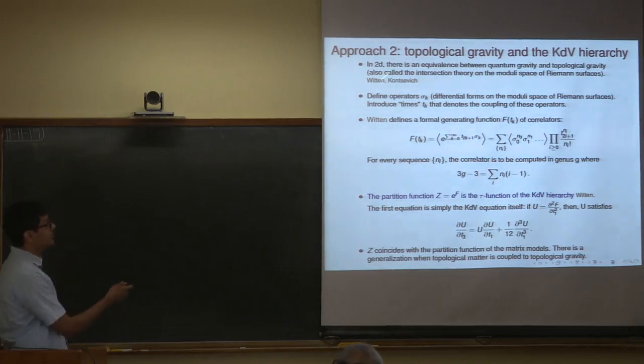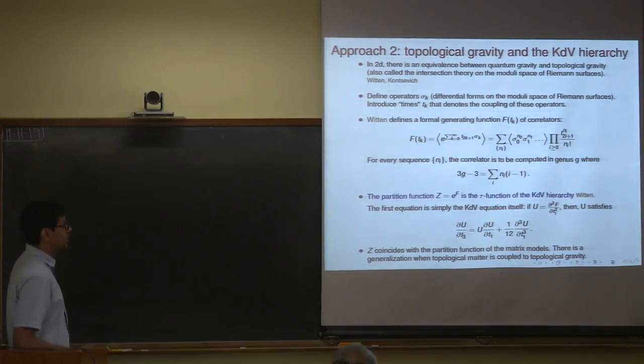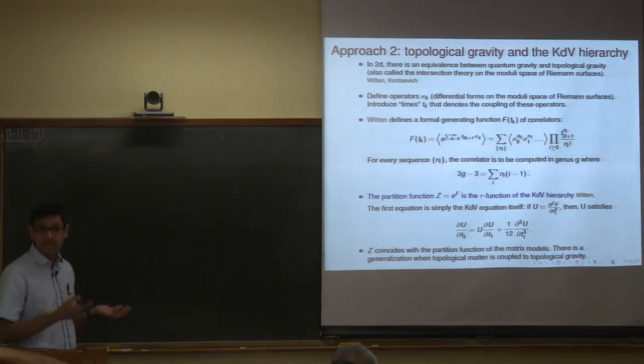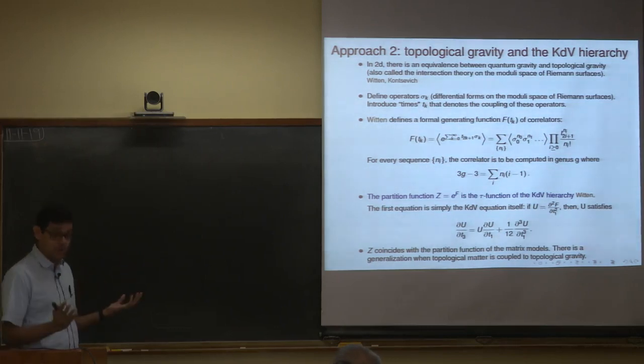So this is an approach that was pioneered by Witten and later solved by Kontsevich. There the idea is to define some differential forms on the moduli space of Riemann surfaces and study the intersection theory on this space. So you study the intersection of these forms on the moduli space, and those are your basic observables.